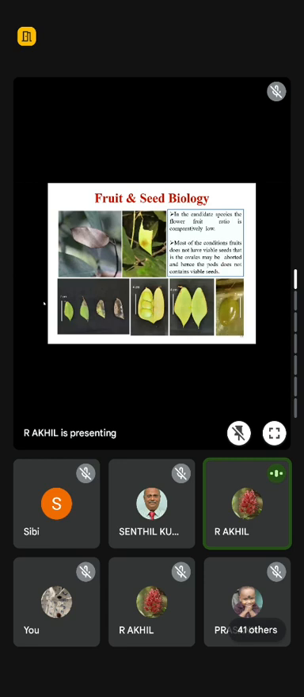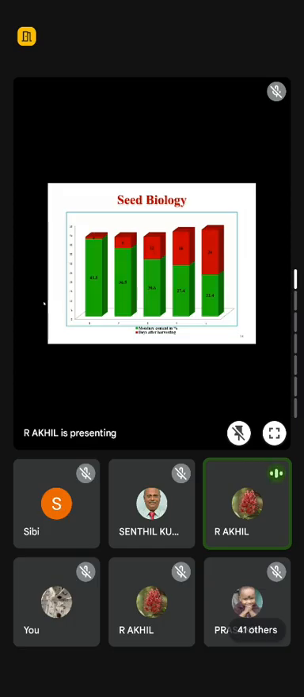Fruit and seed biology. In the candidate species, the flower-fruit ratio is comparatively low. Most of the conditioned fruits do not have viable seeds. That is, the ovules may be aborted, and hence the pods do not contain viable seeds. Then the seed biology.